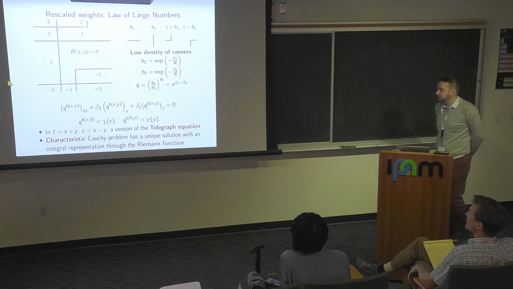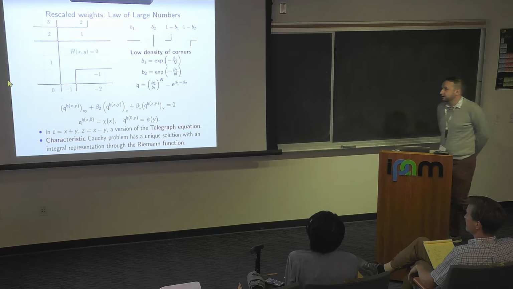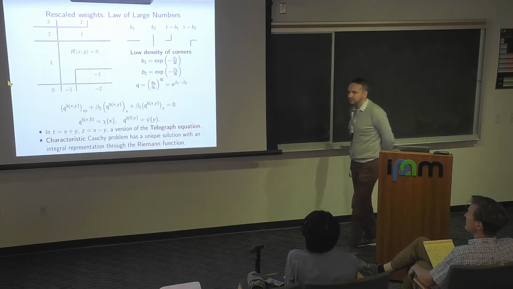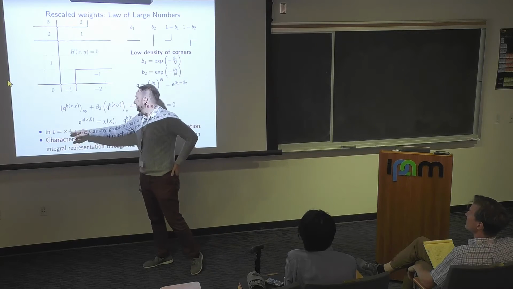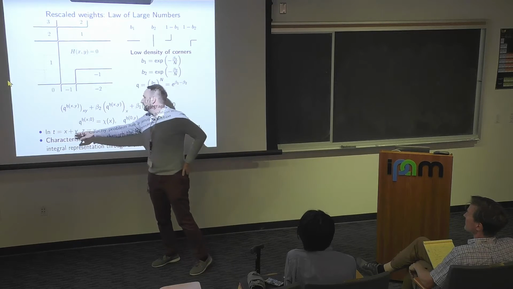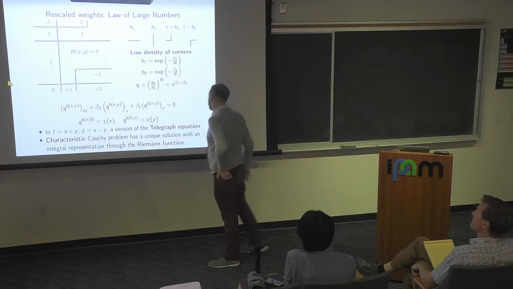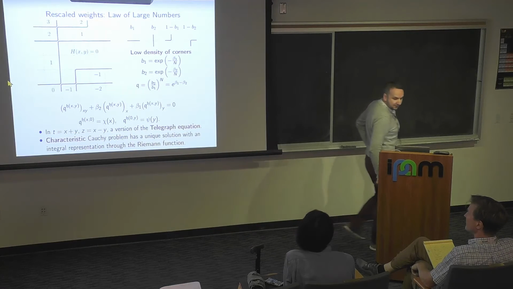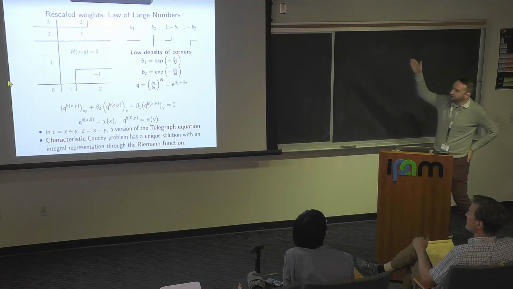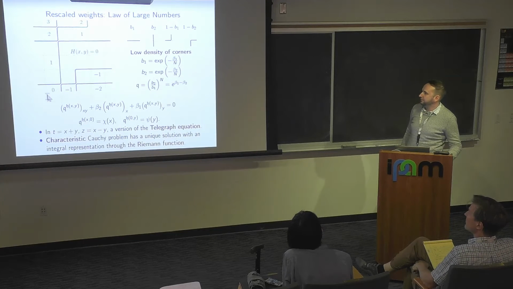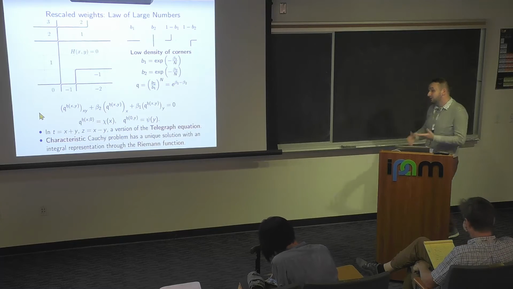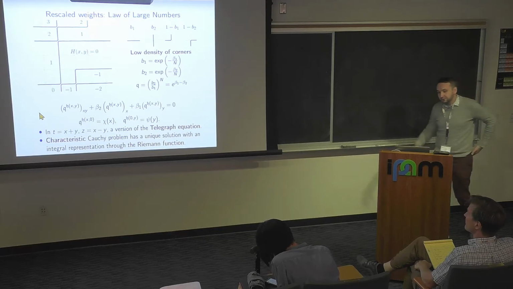Now this hyperbolic PDE has a name in the literature. It's usually called the telegraph equation, although more often people use it in a different coordinate system, like x plus y and x minus y. And this is something called the characteristic Cauchy problem: to find the solution of this equation given that you know what's happening in this direction and this direction. And there is a known formula that there is a unique solution given these two boundary conditions. It has some integral representation.